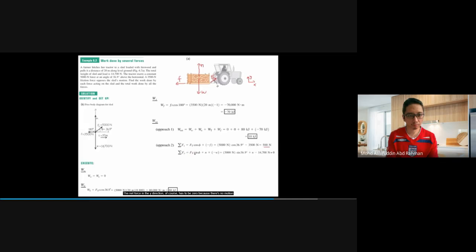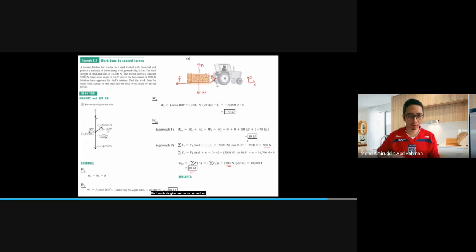The net force in the y direction, of course, has to be 0 because there's no motion in the y direction, and there's no acceleration, so they have to sum to 0. So the total work will be equal to the scalar product of the net force and the displacement vector. The displacement vector only has an x component because the tractor only moves in the x direction. So all I need is the x component of the net force, which I calculated to be 500 newtons. And again, I get 10 kilojoules.